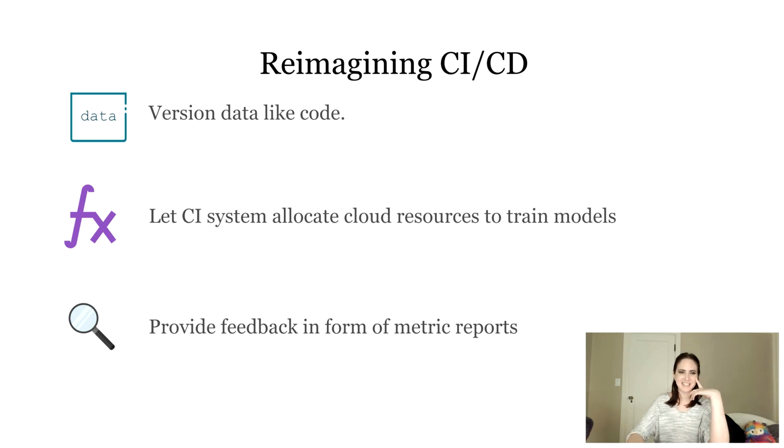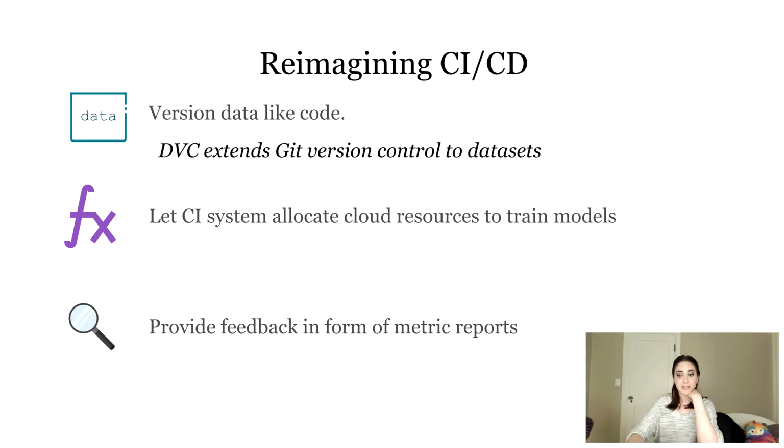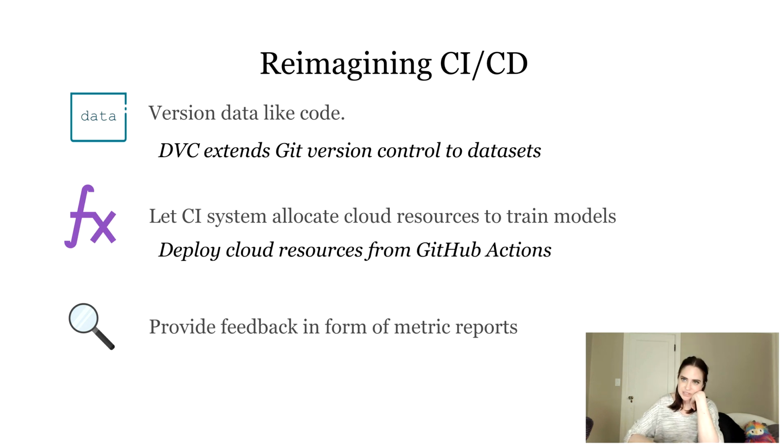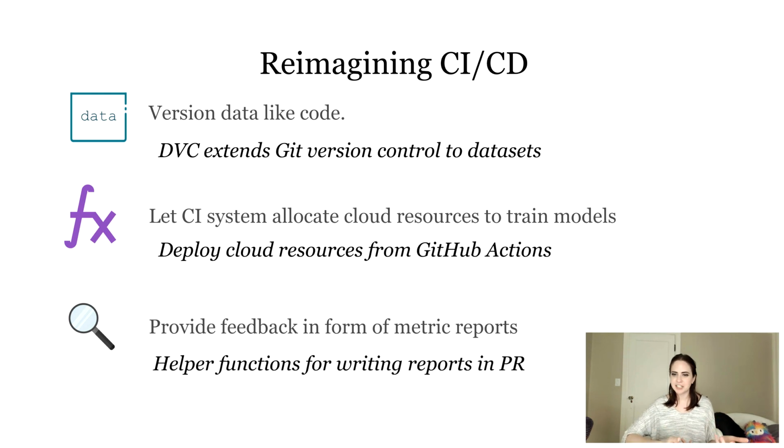So just to summarize, what we've done here is we've created a couple approaches to version data like code, and that our approach was DVC. We wanted to let our CI system allocate cloud resources for training models, and we've been using this approach that's kind of using Docker machine in particular to deploy cloud resources from GitHub Actions so that you're not limited anymore by the compute that comes with the GitHub Actions CI system. You can use any machine you'd like. And we can provide feedback in the form of metric reports, and we've written this family of functions, CML reports, that will help you write CML reports in your pull request. And the priority here is making data science and DevOps more closely tied in the CI process.